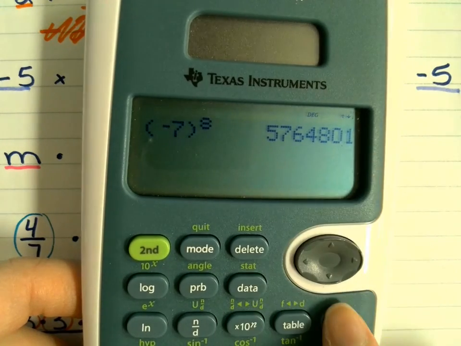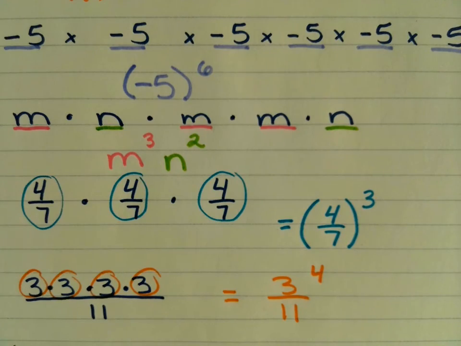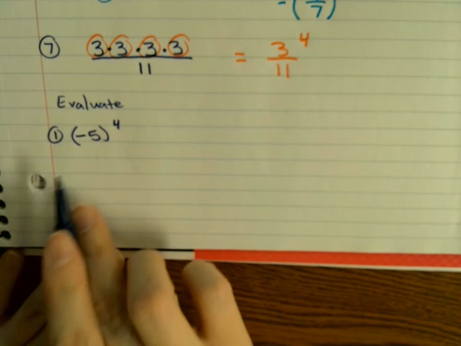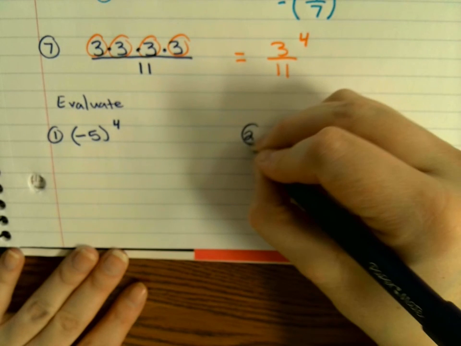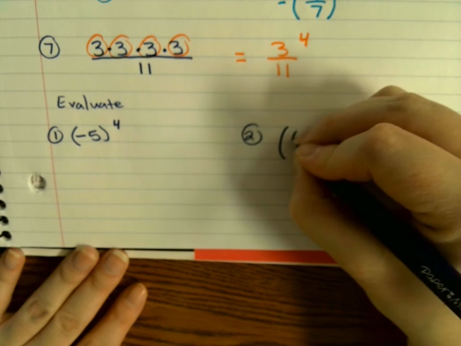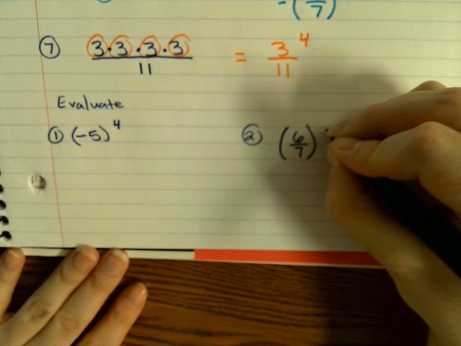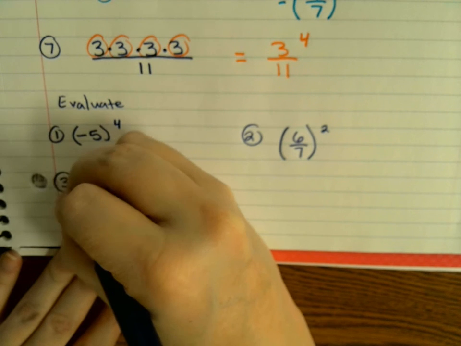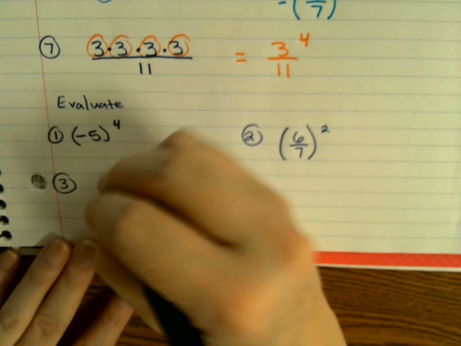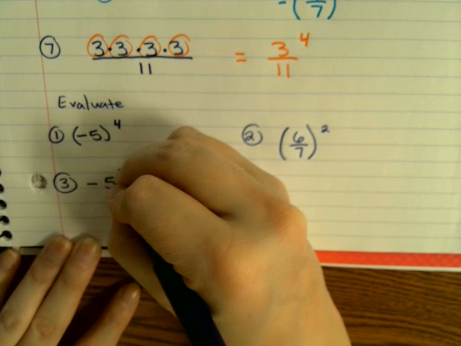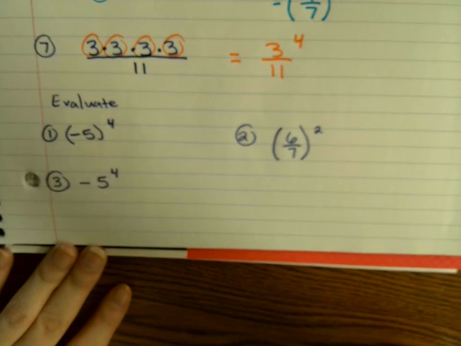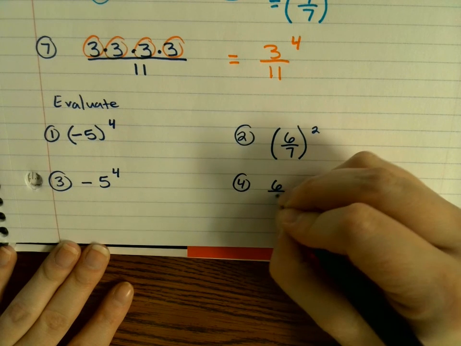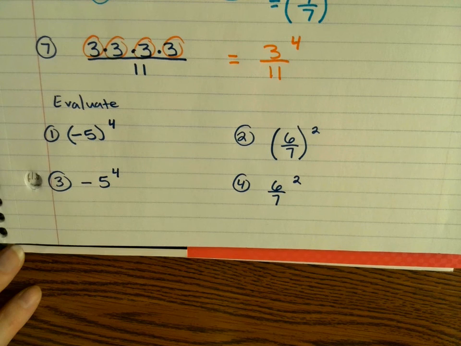Okay? So I want you guys to go ahead and evaluate a couple of these problems. So we have negative 5 to the 4th power. I have 6/7 to the 2nd power. And then I have negative 5 to the 4th power without parentheses. And I have 6/7 to the 2nd power without parentheses. Go ahead and evaluate those.